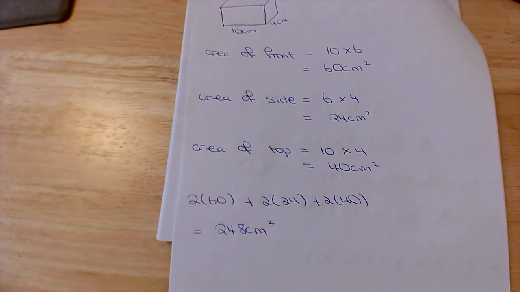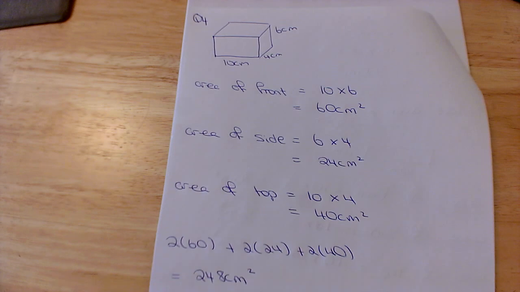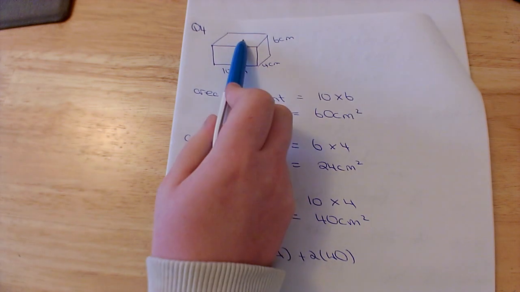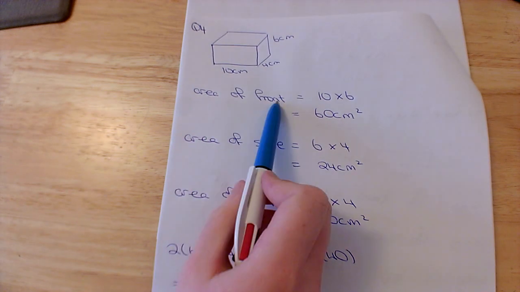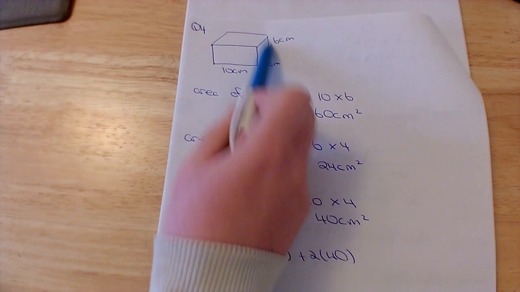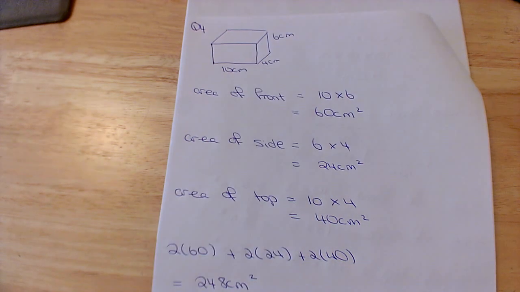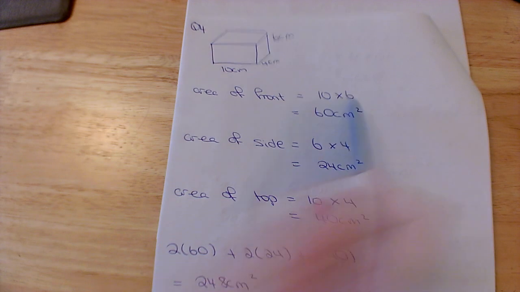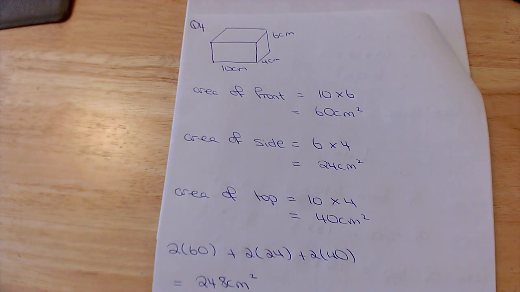Then I was asked to get the surface area of this particular shape, so I'm getting the area of this rectangle, and this rectangle. So the area of the front is going to be 10. I need to find out what this is worth. If my height over here is 6, that means that my height here has to also be 6. So it's going to be 10 by 6, and it's 60 centimeters squared.